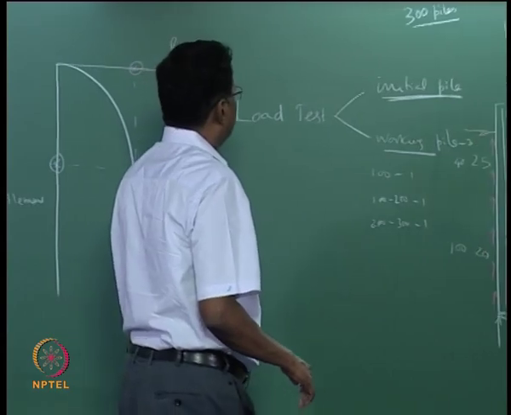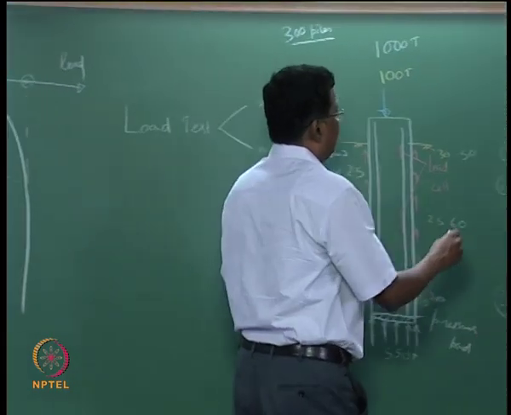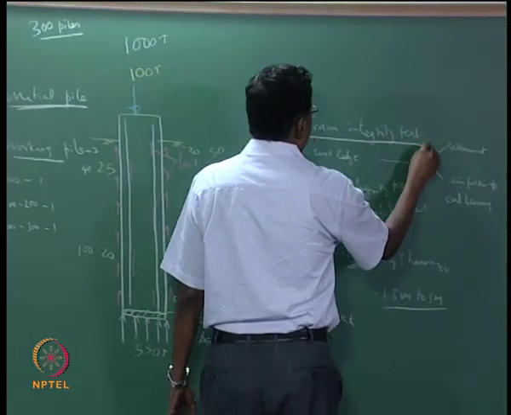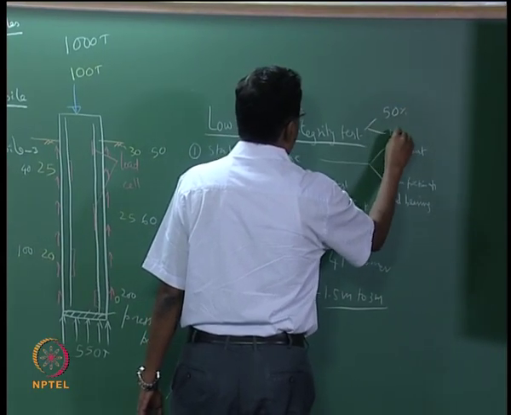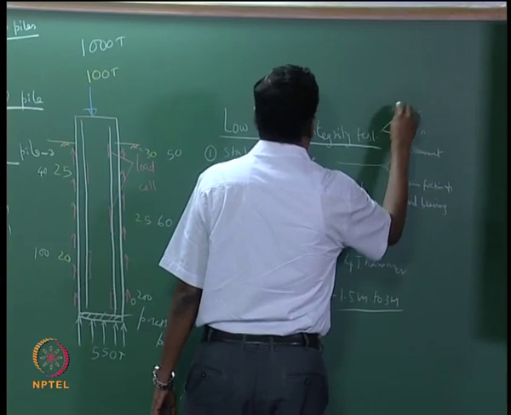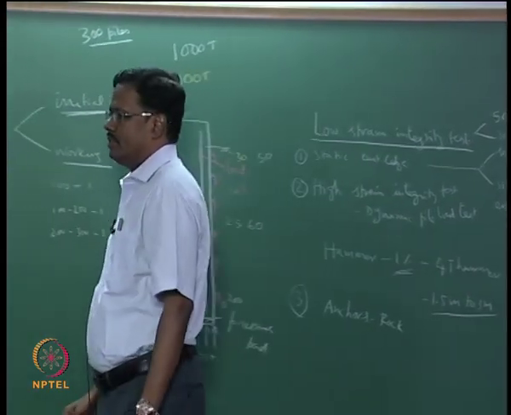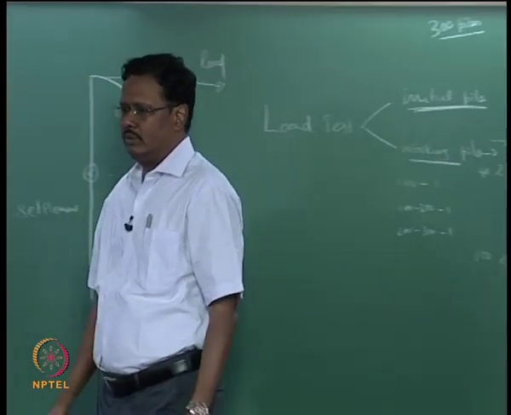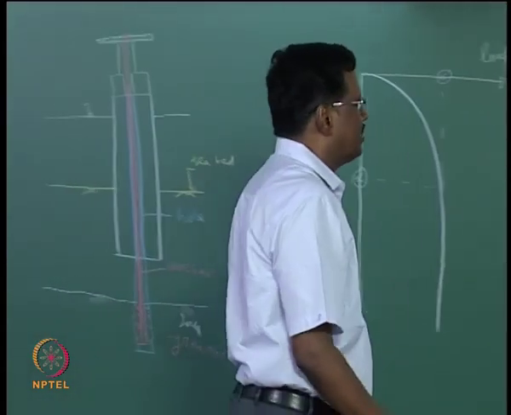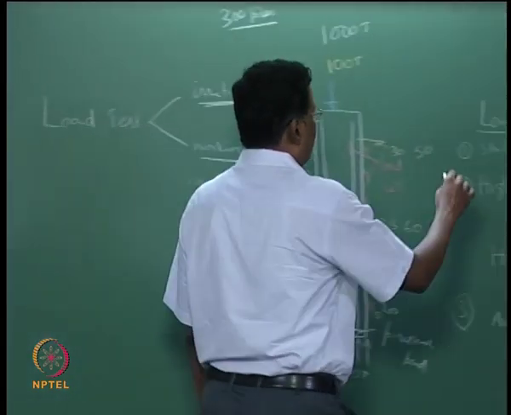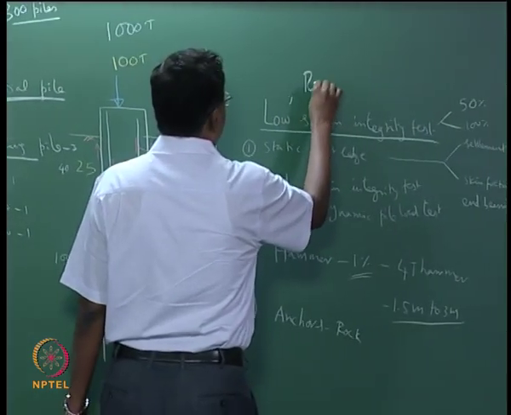Then this low strain integrity test: some people say 50% of the piles, some people say 100%, that means about 150 piles you have to do the low strain integrity test. The cost is not very high. The low strain integrity test, if you are doing it in large number, will cost only about 1500.